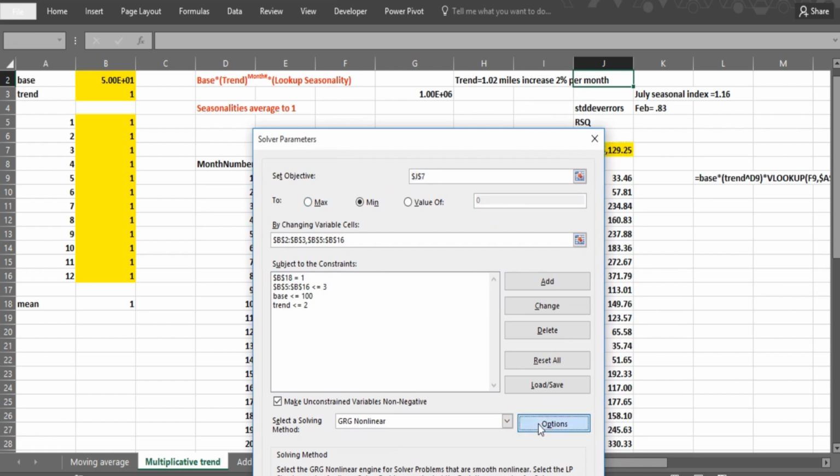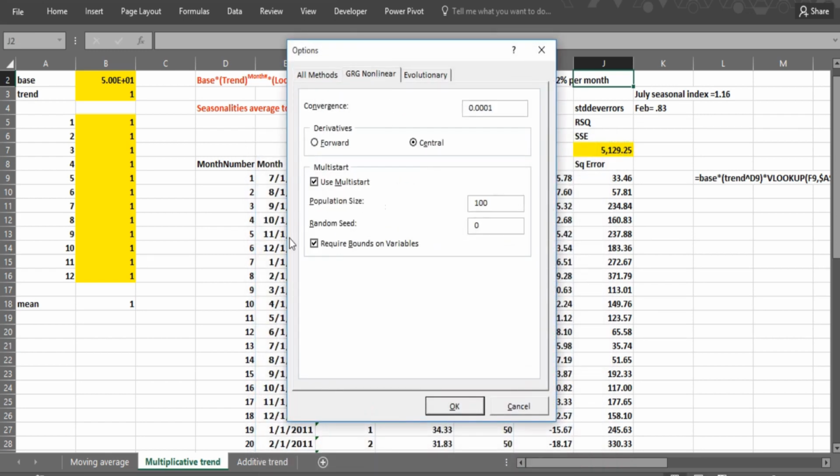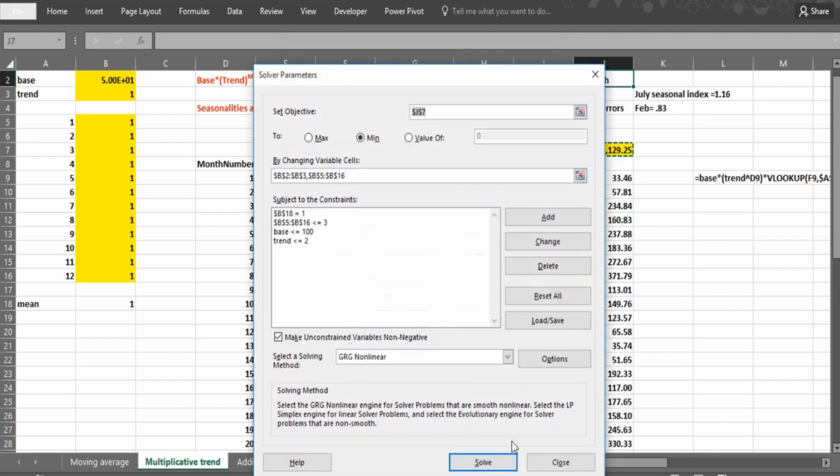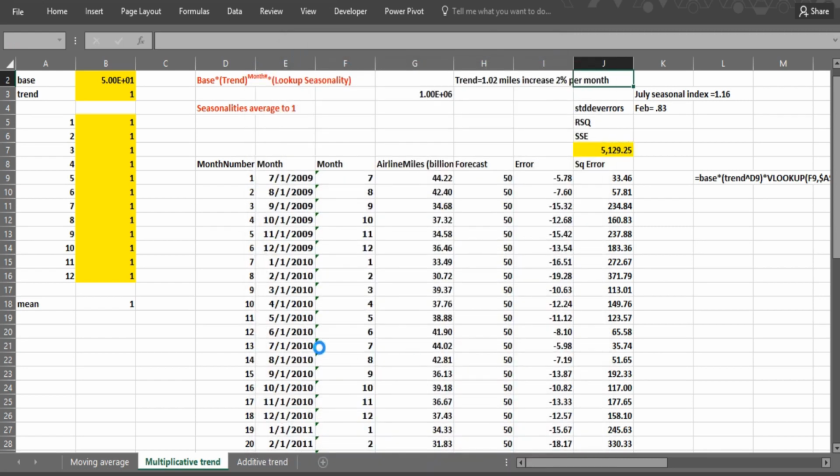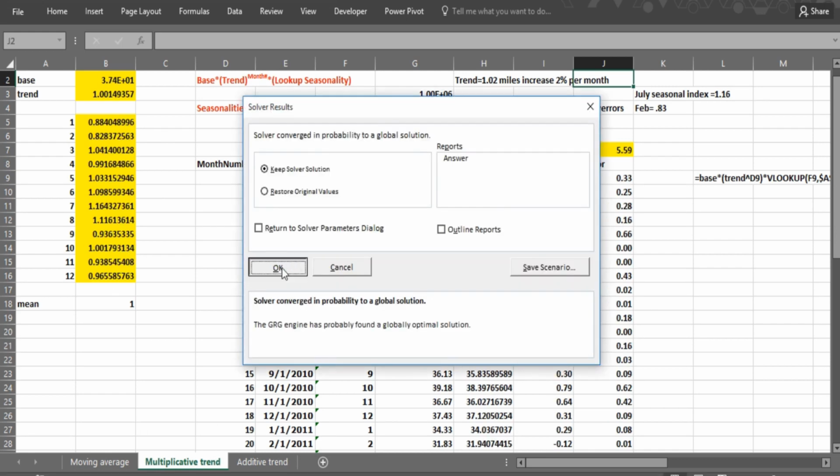But we need the multi-start here, because we've got a really complicated model and bounds on the changing cells. So if I let this go, it should work. Okay, so it's working. And we'll hit escape on this in a second when it's done. I'll let it run until it thinks it's run its course here. Okay, solve converged to a global solution.